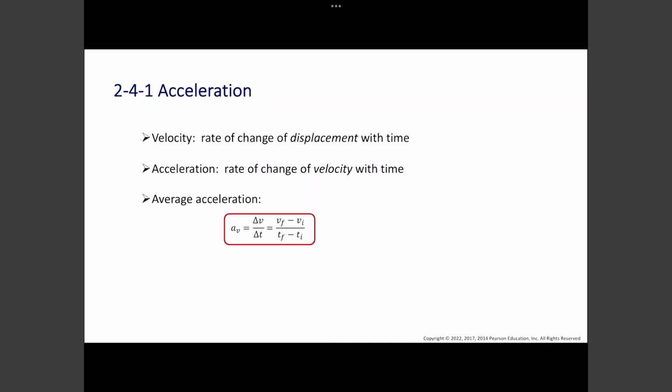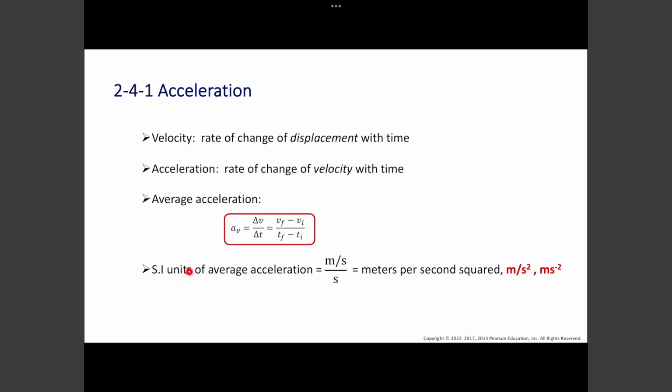We will begin with the definition of average acceleration, which is the change in velocity divided by the change in time. Here the change in velocity is v final minus v initial, and the change in time is t final minus t initial. a_av means the average acceleration.